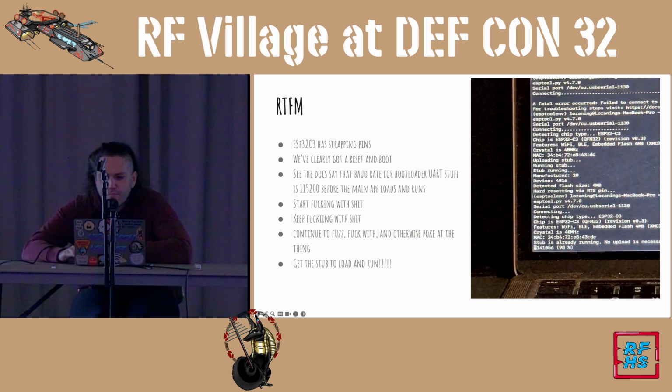And so eventually I figured out that I need to supply power to the thing while holding the boot pin to ground, and then bring the reset to ground, and then put them both to floating. And with that, I'm able to get the stub from the esptool to load into the bootloader of the MCU, and then from that, we're able to actually dump the firmware using the command that I showed a couple slides back.